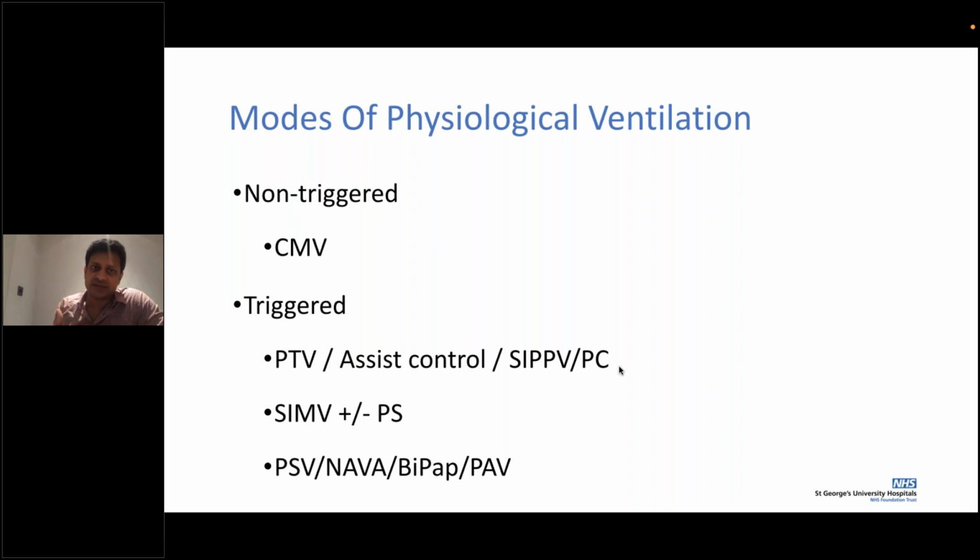So we classify them as non-triggered mode of ventilation, which stands for continuous mandatory ventilation. This would mean that the baby is completely not doing much, is paralyzed. In that case, you put your pressures, PIP and PEEP, and then tell the ventilator what to do. So the ventilator takes complete control. Triggered modes of ventilation would be your PTV, assist control, SIPPV, we'll talk about in a bit. And then SIMV mode of ventilation. And there are novel modes of ventilation like PSV, NAVA, and BiPAP. And we're not going to cover those topics now.